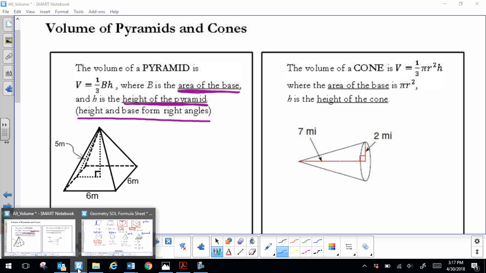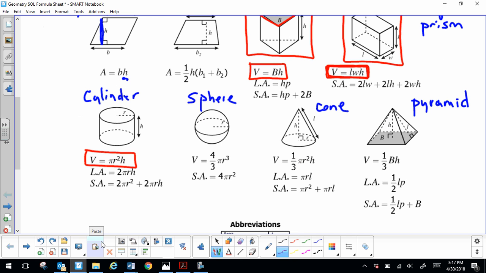Let's just go back to our formula sheet real quick. Make sure you know what I'm talking about. The pyramid's located over here on the right-hand side on the bottom, and the volume formula is right there at the top. V is equal to 1/3 big B times H. They give you the H, they give you the big B. They do their best to try to explain that.